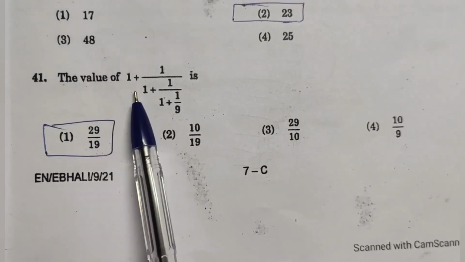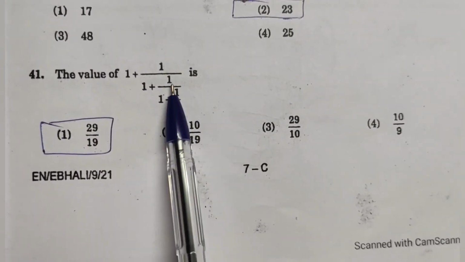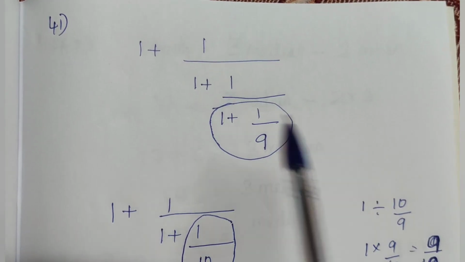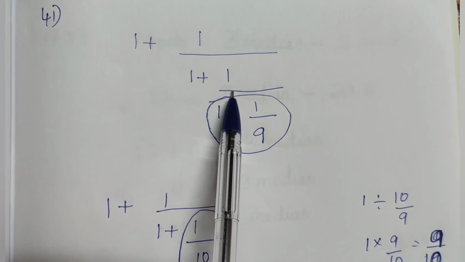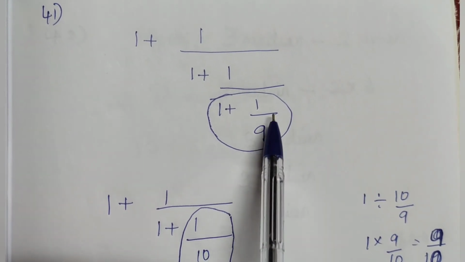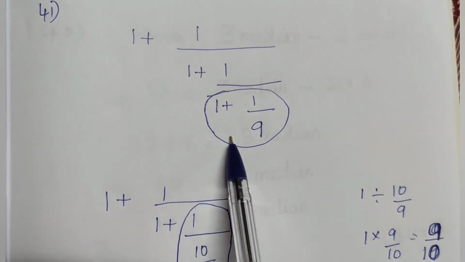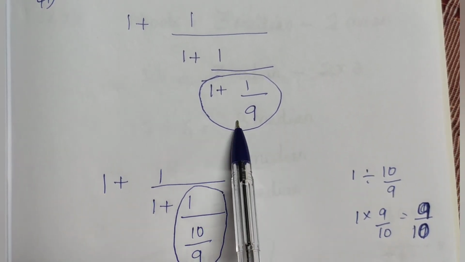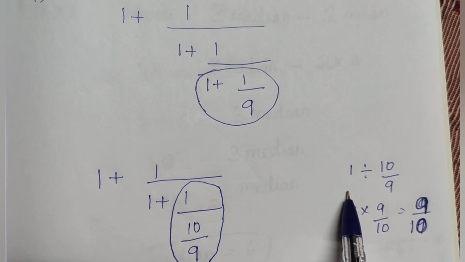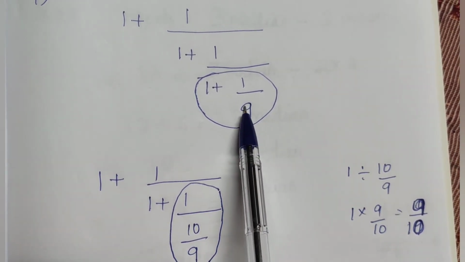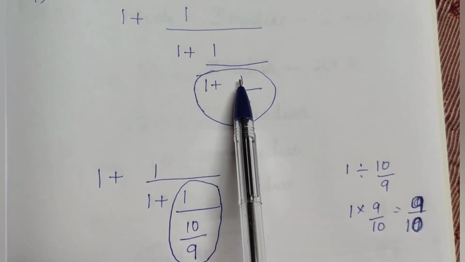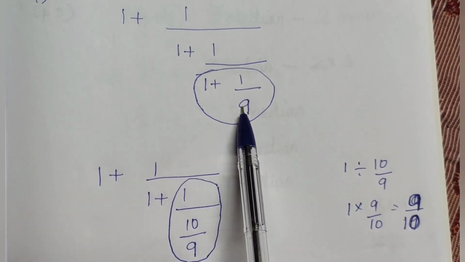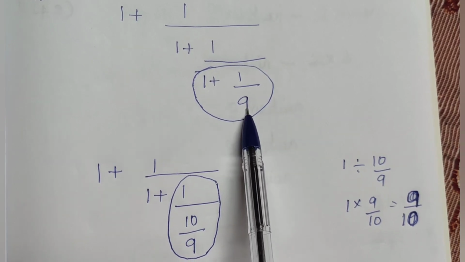41. Find the value of 1 plus 1 by 1 plus 1 by 1 plus 1 by 9. I first do this one, 1 plus 1 by 9. When I do 1 plus 1 by 9, it is 9 into 1, 9, 9 plus 1, 10. 10 by 9.